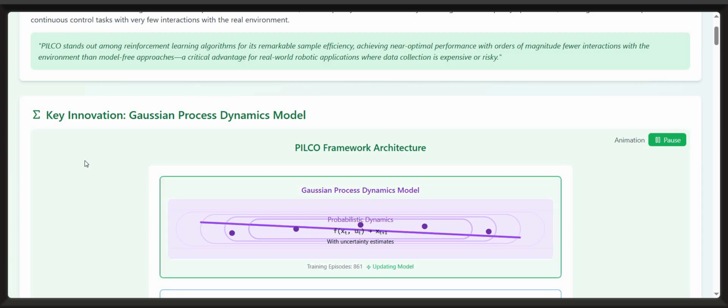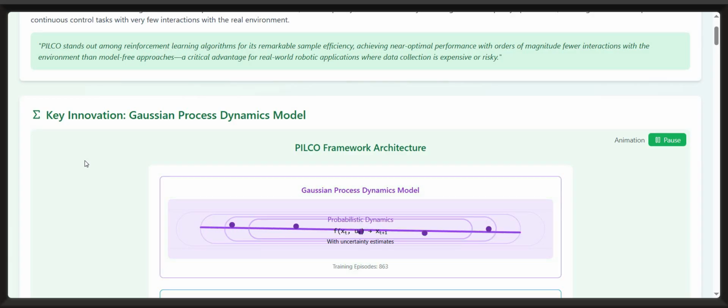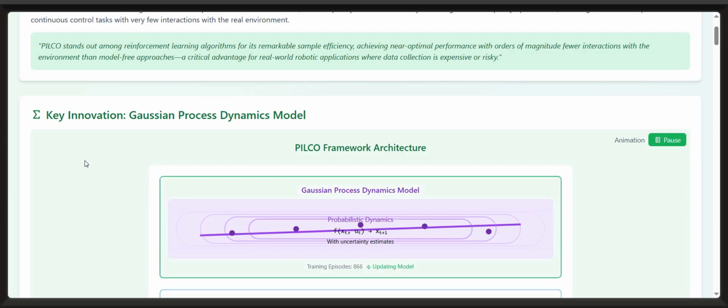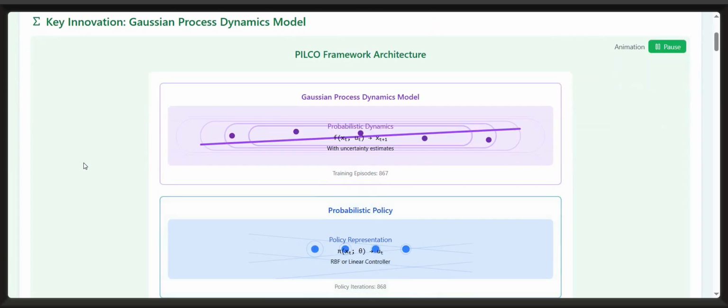The big advantage here is that you can get good results with far fewer interactions. That's especially important when you are dealing with real robots or physical systems where trial and error is not cheap or safe. And let's take a look at the main structure of how PILCO is built.